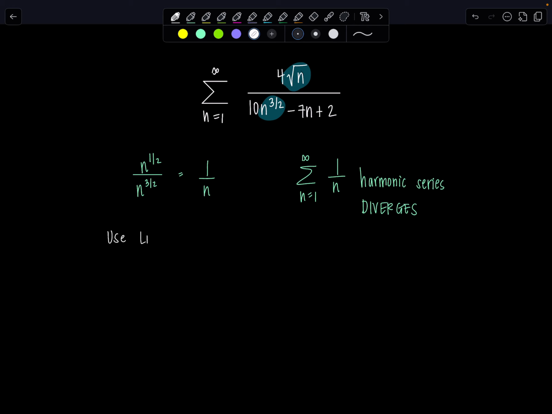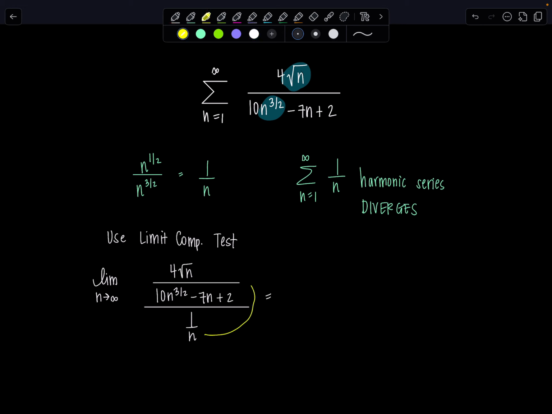Okay, here we go. So yes, let's use the limit comparison test. I'm going to look at the limit as n approaches infinity of the terms 4 root n over 10n to the 3/2 minus 7n plus 2, over 1 over n. Dividing by 1 over n is the same as multiplying by n to the first. So you can just imagine this n is going to come up top here.